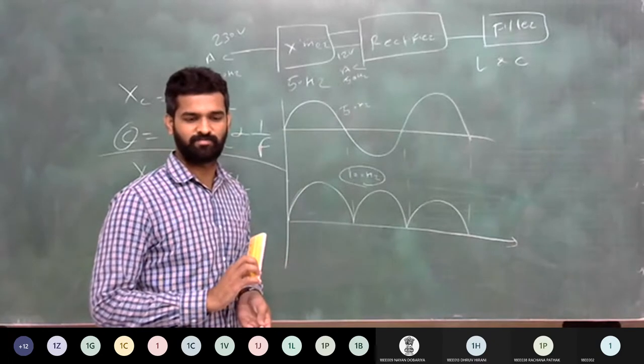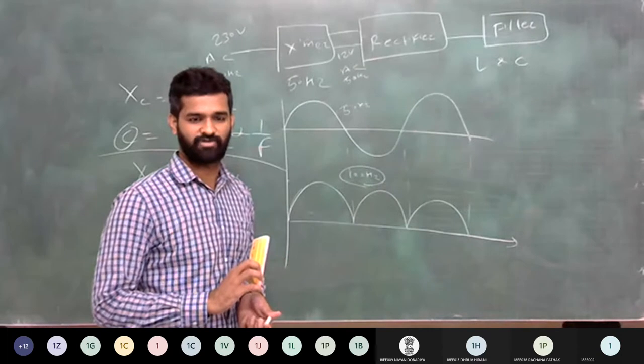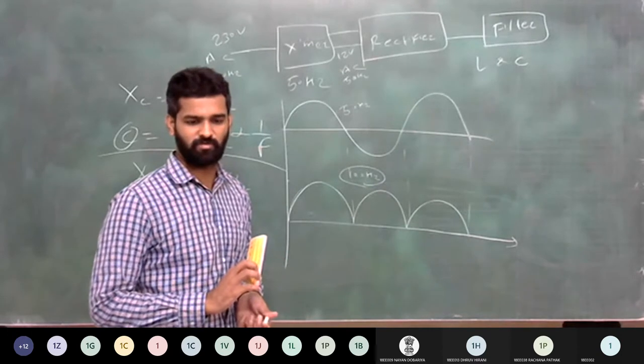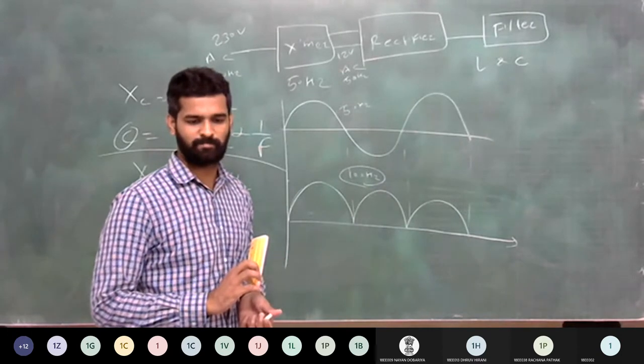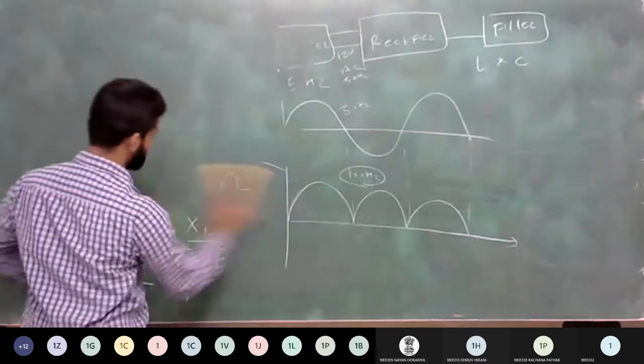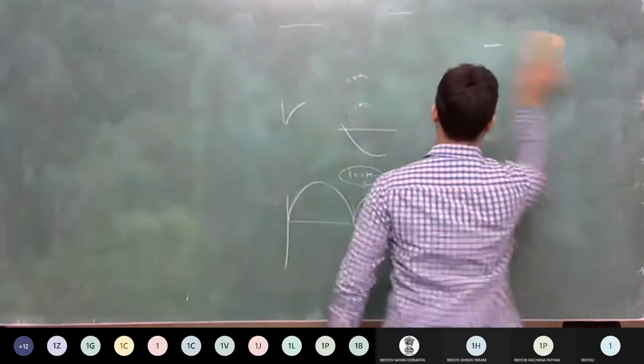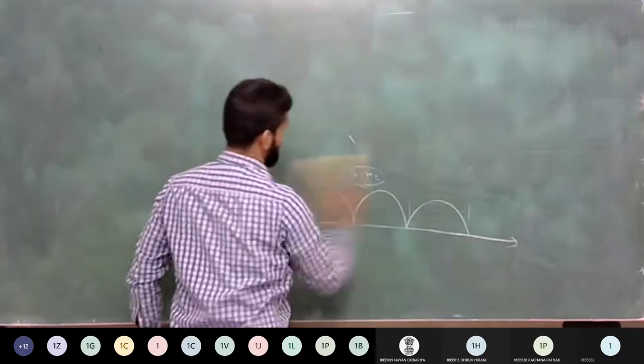All of you? Yes or no? Clear? Yes, sir. Okay. So let's understand the working of SMPS. In the SMPS, what we do is first convert this AC into DC by using the rectifier.